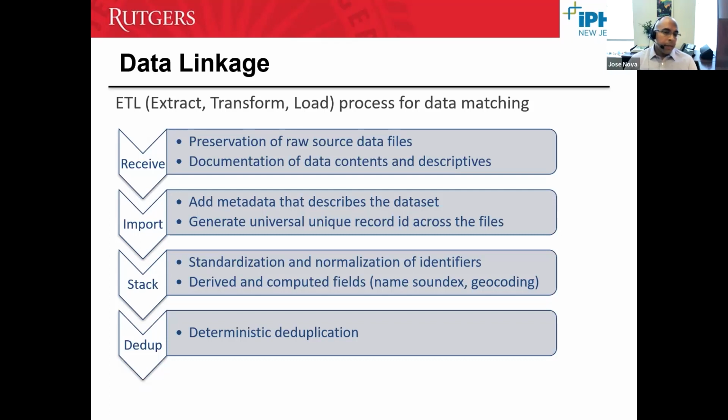And then finally, the last step here is a deterministic deduplication. Now, we don't do this initially, but as you go through the process and you start developing a master person index, you can deduplicate the file. That will reduce the amount of matches you have to do in the next steps. Also, if the data source provides a patient identifier that you can trust, that will also allow you to reduce the number of matches that you have to compute.